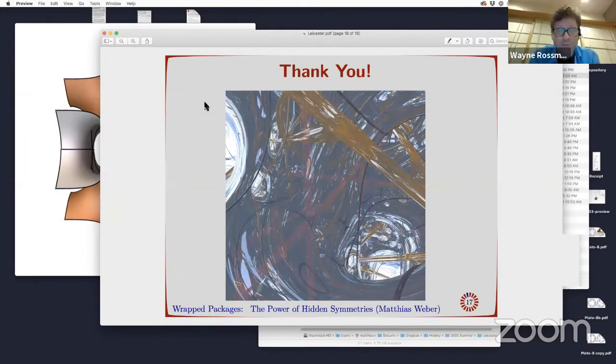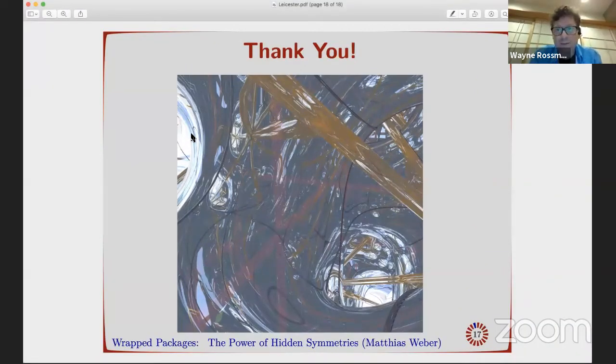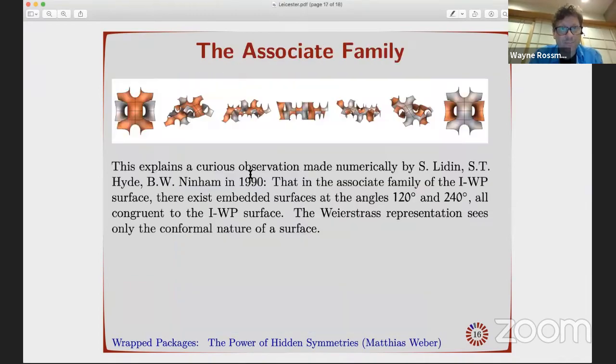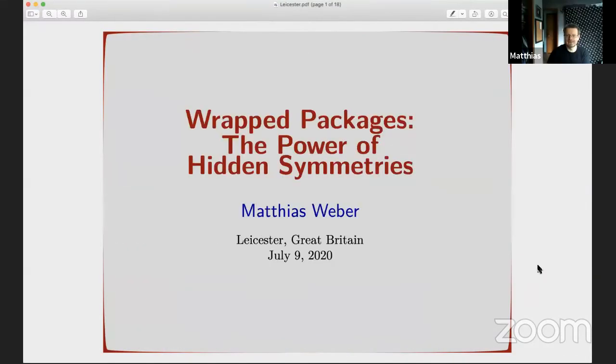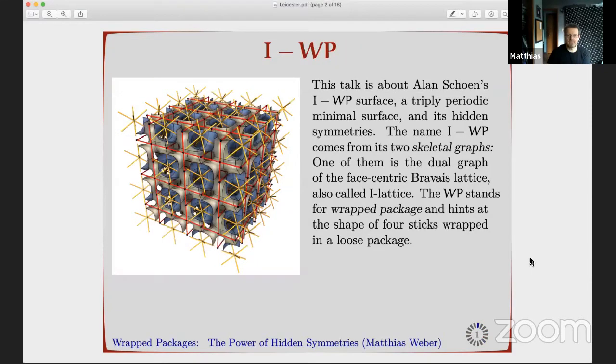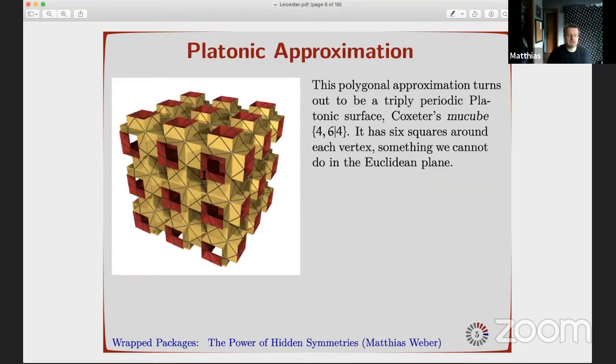We only have a few minutes for questions, but the first question was, do straight lines lie on the Schwarz P surface or on the Platonic version? Both. Let me go to both. Here you see straight lines. This is on the Schwarz P surface. These are the straight lines on the Schwarz P surface, and they continue on forever. And we have the same straight lines, in fact, on the Platonic approximation. They're both, so you can do the following.